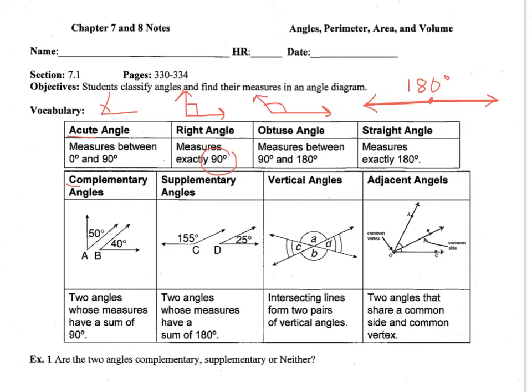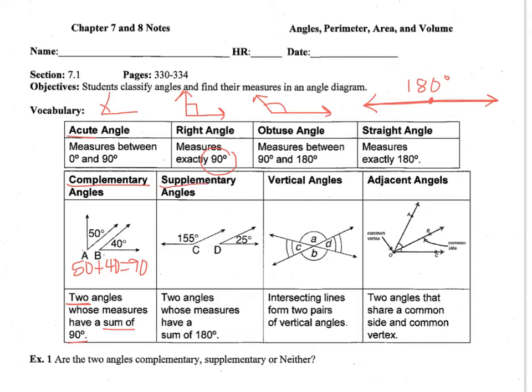Okay, words that might be new to us. Complementary. Complementary is when I have 2 angles that have a sum of 90 degrees. If I take 50 plus 40, I get 90 degrees. That's what we call complementary. A is a complement to B.